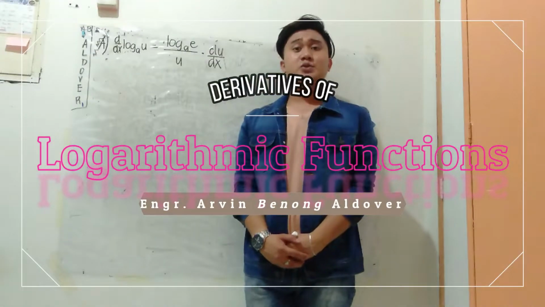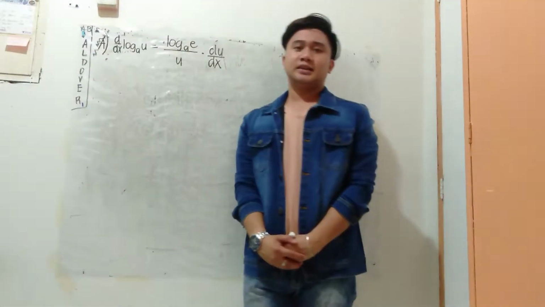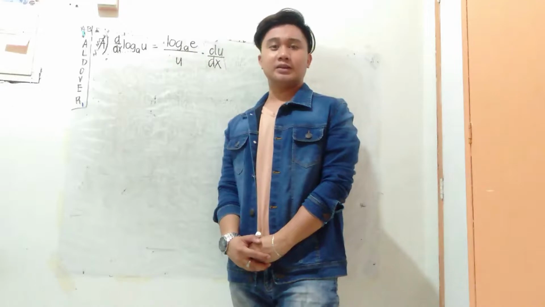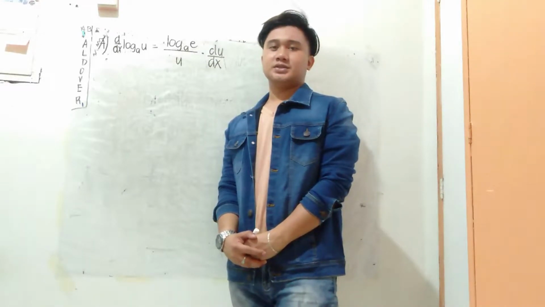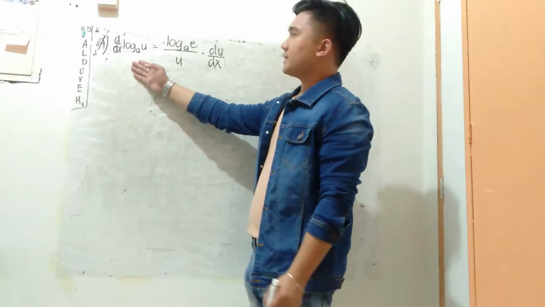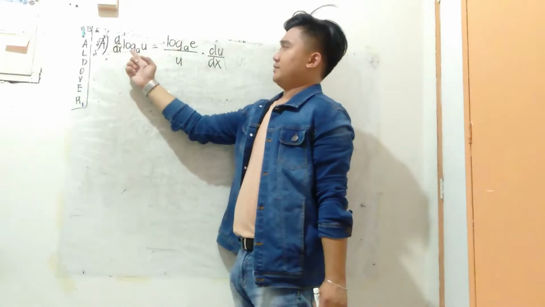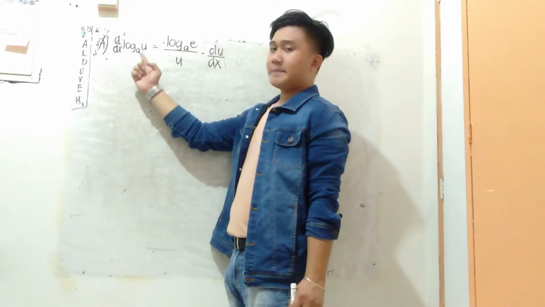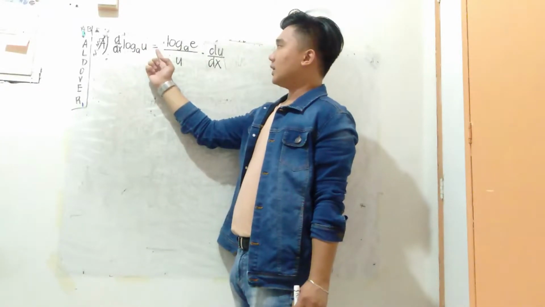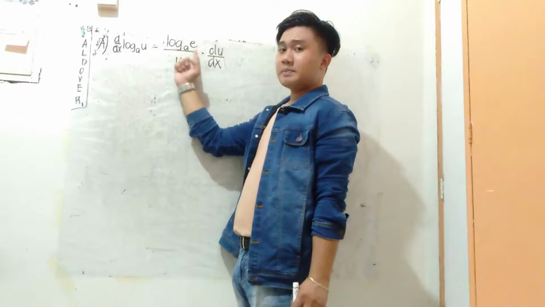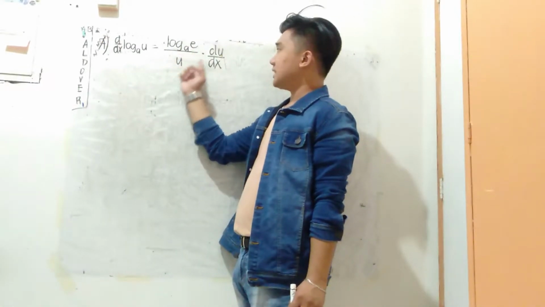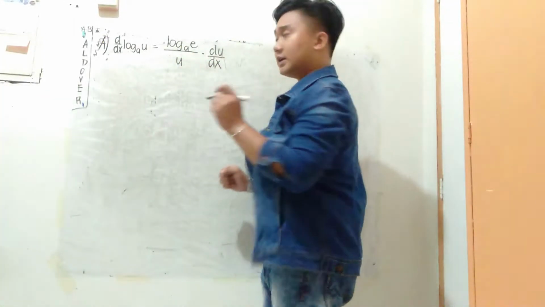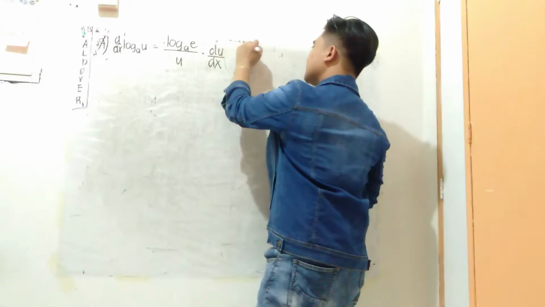This time, we have a new set of formulas and it is for differentiating logarithmic functions. Okay, so the first formula is that if you are about to differentiate the logarithm of u to the base a, it is equal to log of e to the base a all over u times du dx.